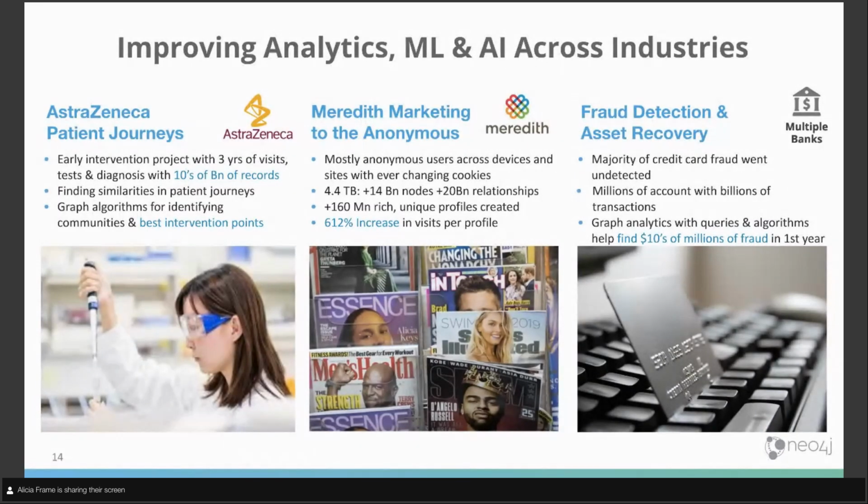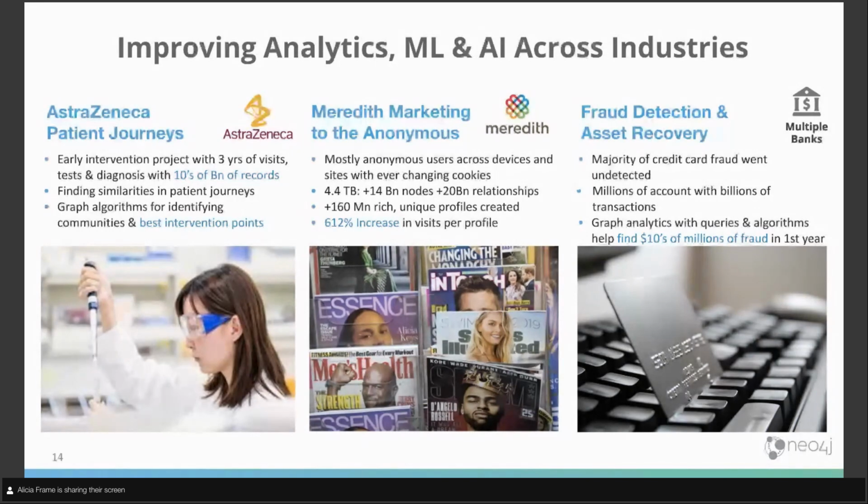Meredith is a major print media corporation, and they're using GDS for disambiguation. So I mentioned this when I talked about how do I identify unique users. What they're doing is they have web data where they have anonymous users accessing websites, and they have cookies in their browser. And they're using graph algorithms to look at that cookie co-occurrence and identify who are the unique users and build up those profiles to improve ad targeting. And what they were actually able to do is from all of this anonymous data, identify over 160 million unique users. And once they were able to associate unique users with these profiles, they were able to drive a 612% increase in traffic.